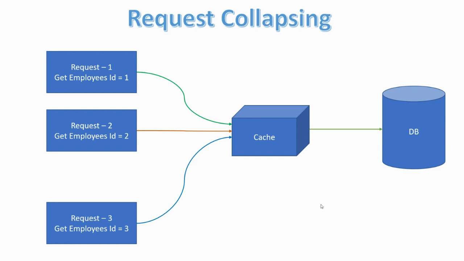Therefore, for subsequent queries for ID equal to 2 and ID equal to 3, the cache already has the result with it. So it doesn't need to go ahead and query the DB to get the records. So that's how this request collapsing works. For multiple requests, you anticipate what the next request coming in could be, and based on that you fetch the related data from the DB and update the cache.